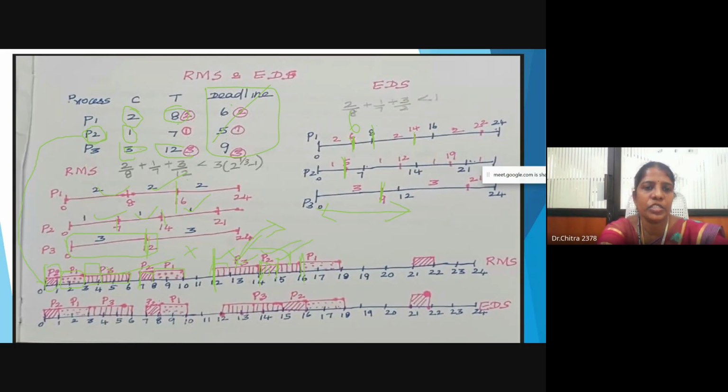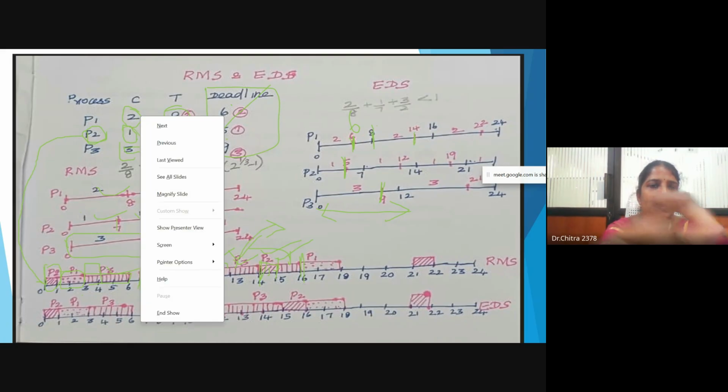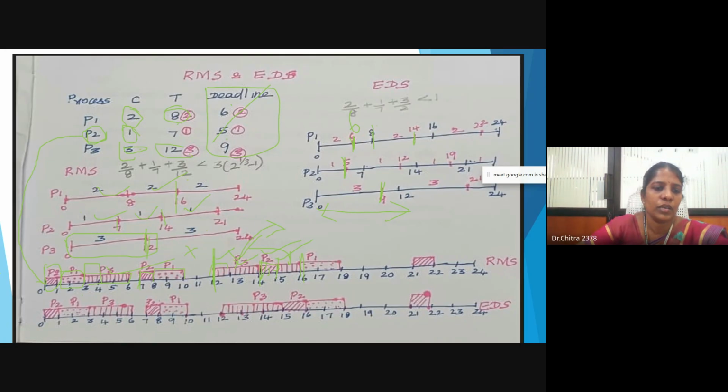First is given P2. P2 requires only one burst time, so only one burst time is given. Check whether it is completed before the deadline. The deadline for P2 is 5. Okay, fine. It's completed before the deadline.